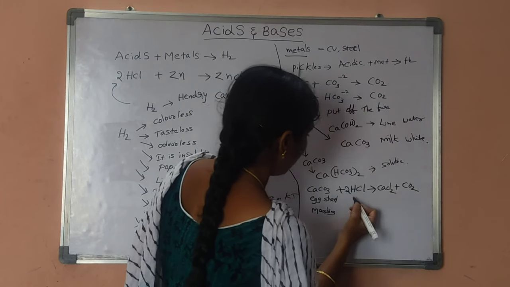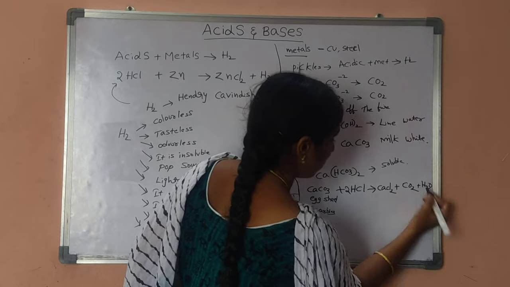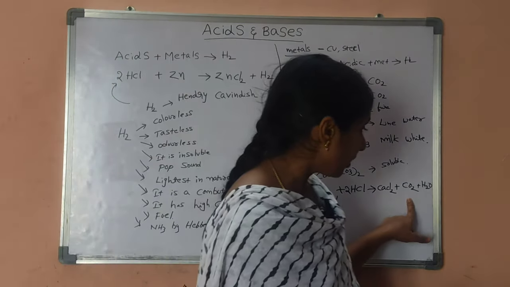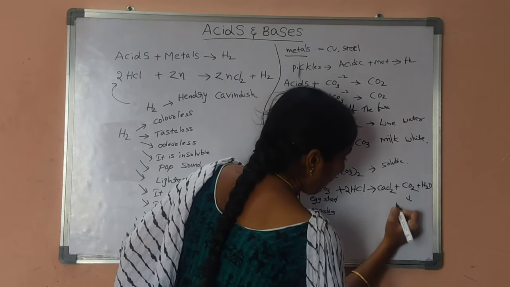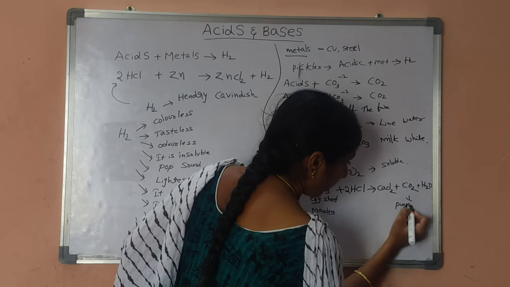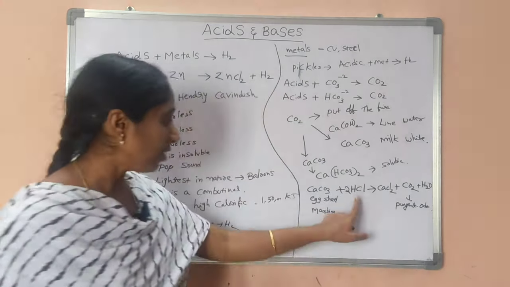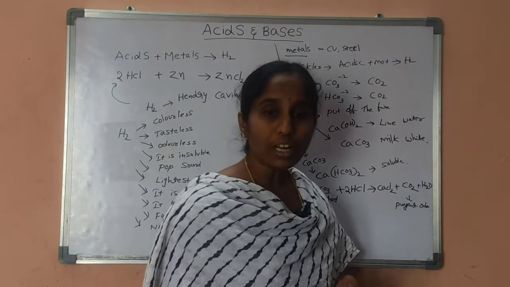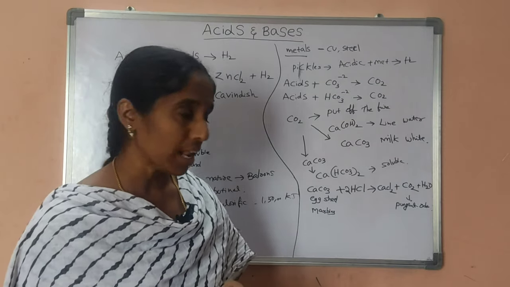Carbon dioxide, 2H, H2O. Which compounds are formed? Calcium chloride, carbon dioxide and water. Carbon dioxide gives a pungent odor smell. Okay, when acid is poured on the eggshell or marbles, we will get carbon dioxide. It gives a pungent odor smell.